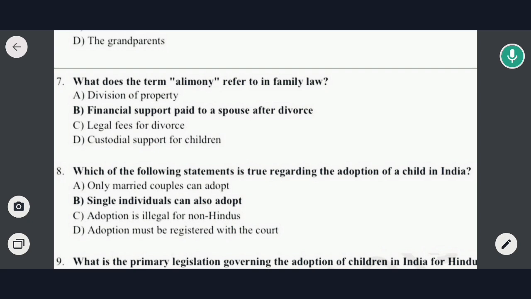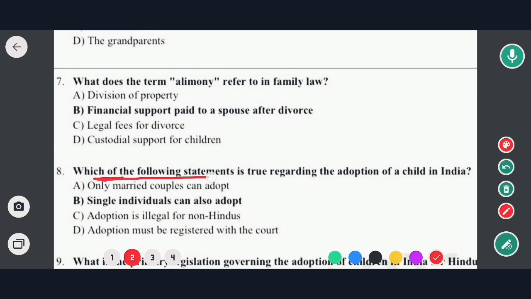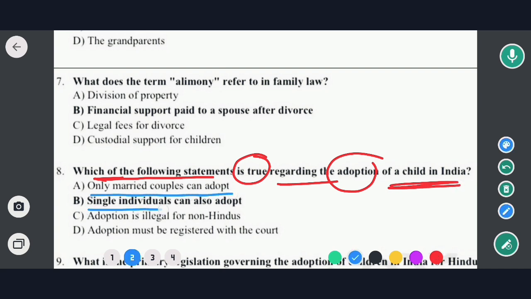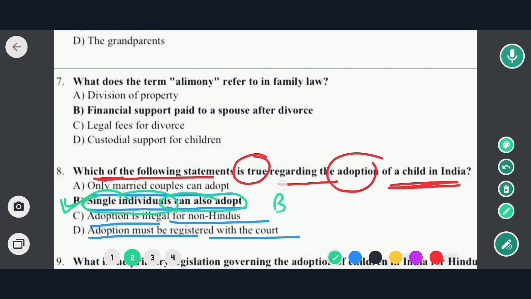Next question, look. Which of the following statements is true regarding the adoption of a child in India? Okay, the options are: only a married couple can adopt; single individuals can also adopt; adoption is illegal for non-Hindus; adoption must be registered with the court. So in this case, the correct option would be option B. That means single individuals can also adopt.